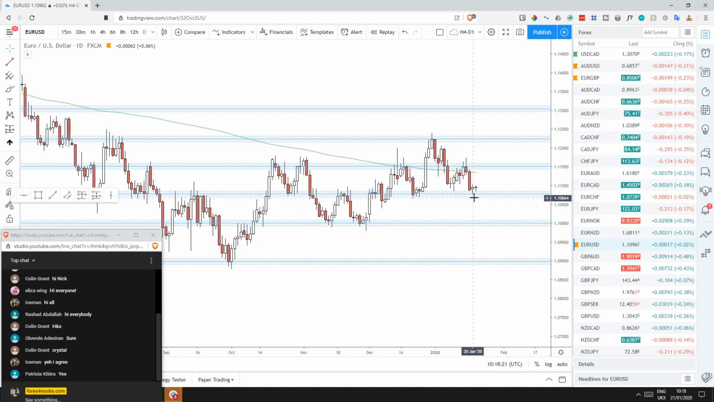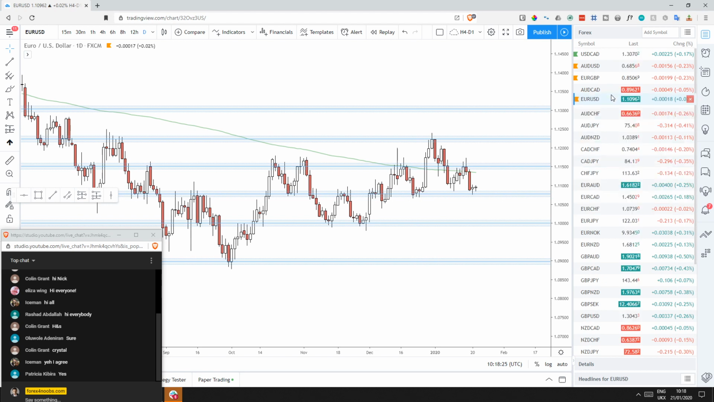So let's see if it manages to break this low here. There's potential for a short, or let's see if it stalls out here in the coming days on top of this 1.107 or 1.1080 support area.